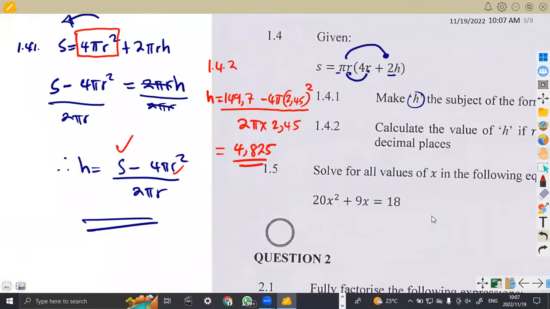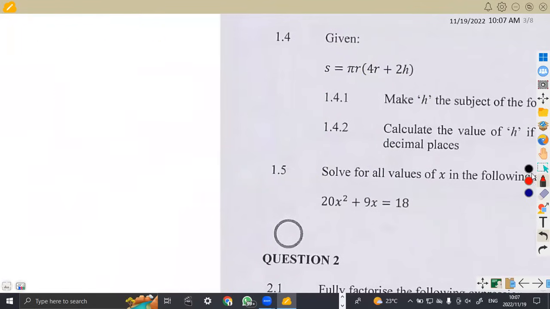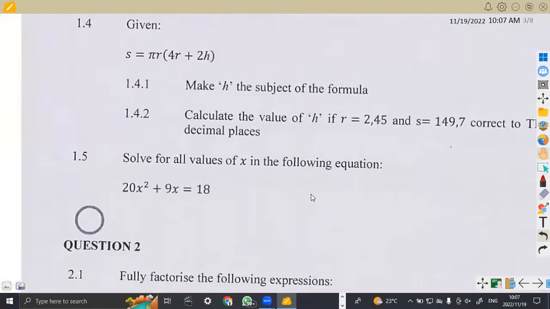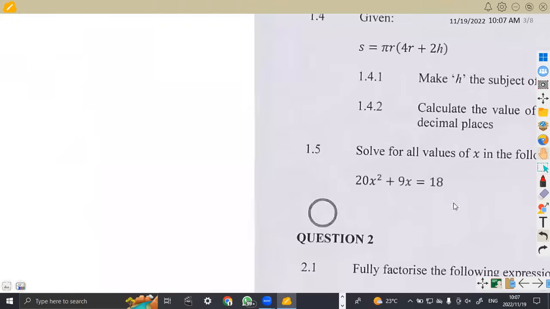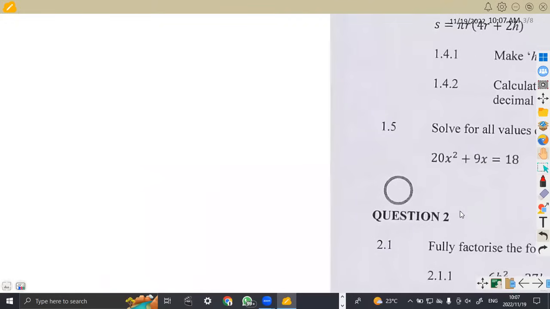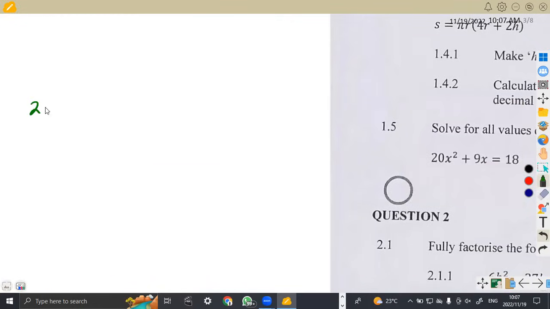On 1.5, I'm going to use this part here, so let me remove this. On 1.5, you're now given an equation: solve for all values of x in the following equation, so that's a quadratic equation. Let's see the equation that we're given. We can even write it here.